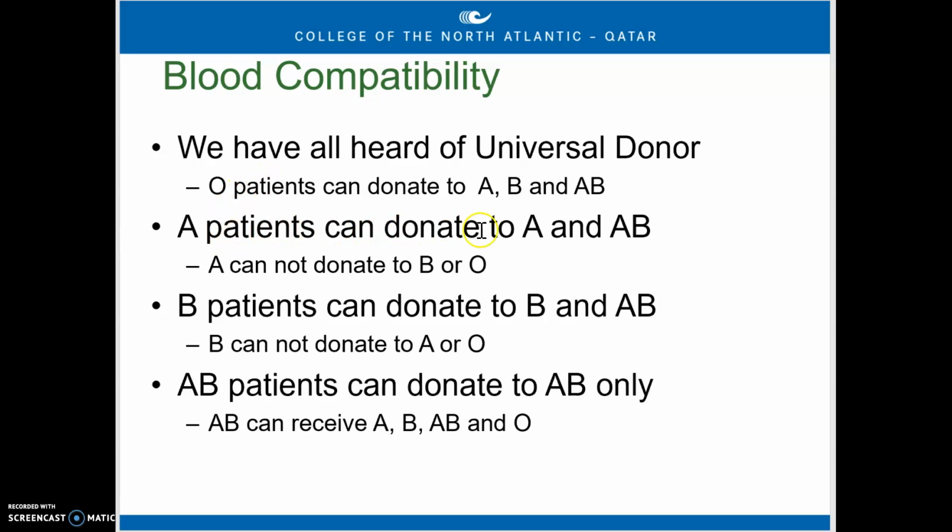A patients can donate to blood type A and AB. B patients can donate to B and AB. And AB patients, of course, can only donate to AB. These guys, however, are the universal recipient because they don't have any antibodies in their plasma. So it doesn't matter what blood cell we give them, there's no antibodies there to attack the red blood cells. So blood type O negative is the universal donor, and blood type AB is the universal recipient.